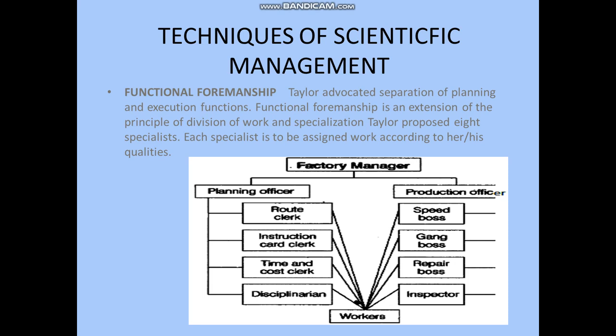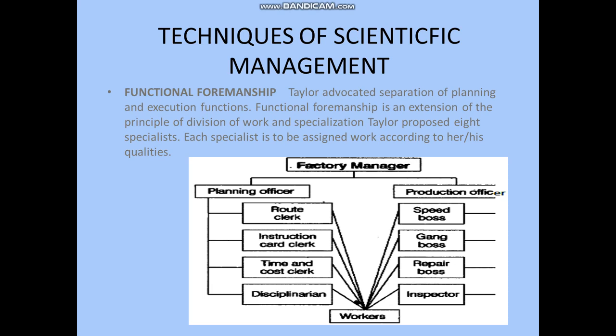And the fourth one under the planning section, disciplinarian. This foreman is responsible for performance of the job in an orderly and systematic manner. Then we come towards the production section. The very first one is speed boss. This foreman ensures timely completion of the job. Then gang boss, who arranges all the machines, tools and other resources required for performance of the job.